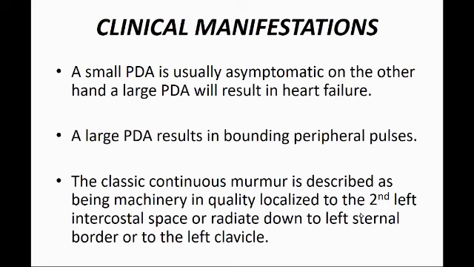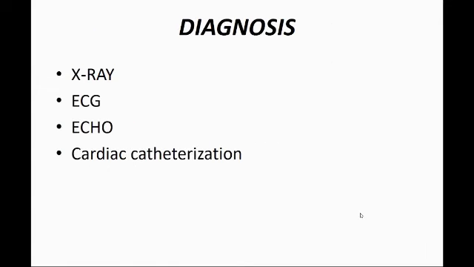If there are bounding pulses along with other signs, like on auscultation, a continuous murmur or machinery murmur, which is localized at the second left intercostal space or radiates down to the left sternal border, this is very classical of patent ductus arteriosus along with bounding pulses. The same modalities are required in order to make the diagnosis of PDA as we used in VSD.